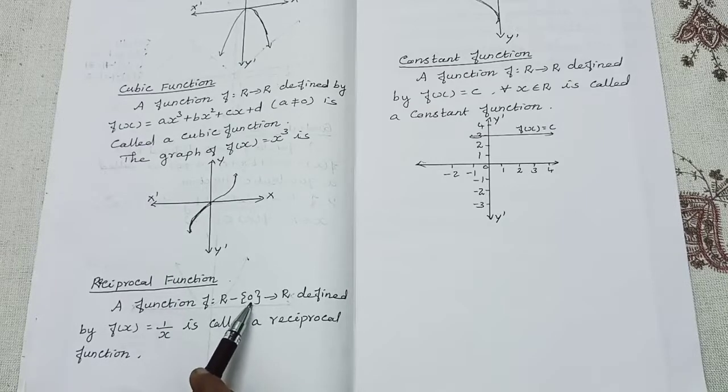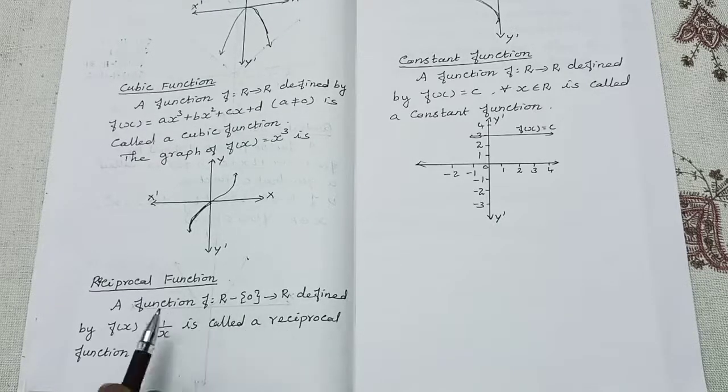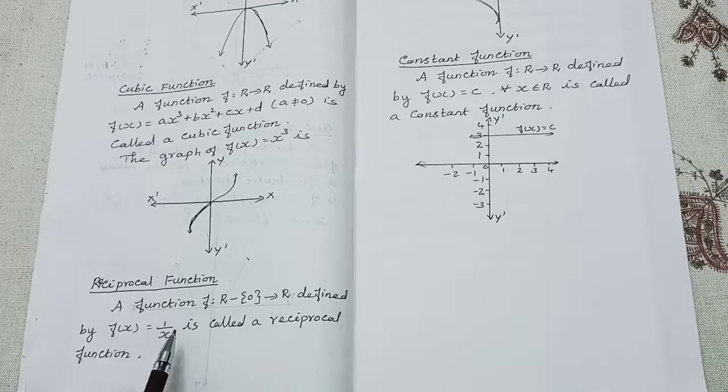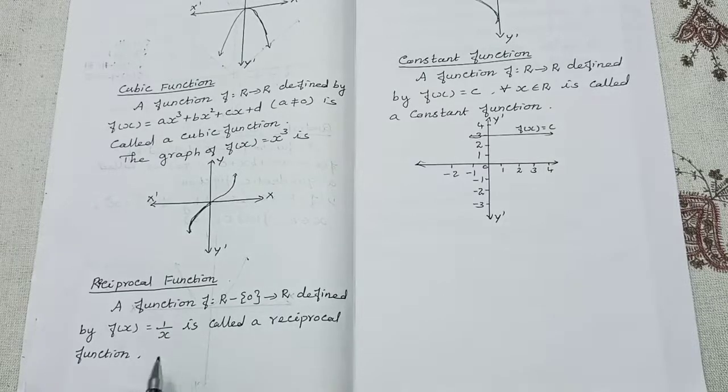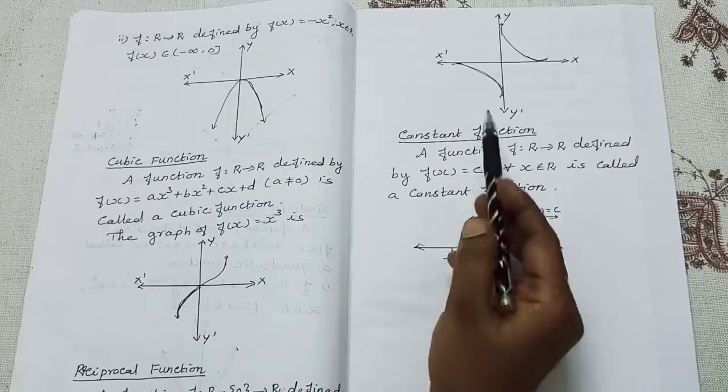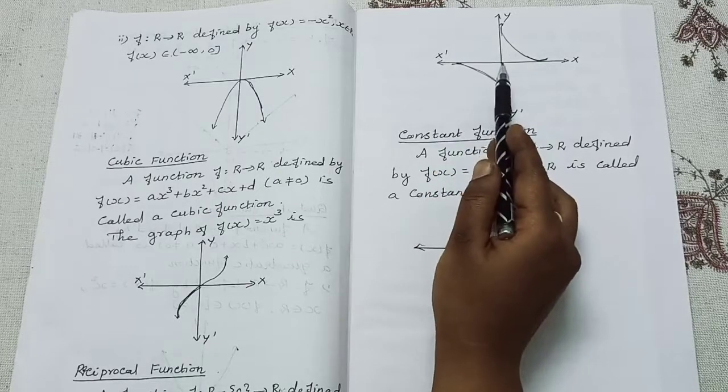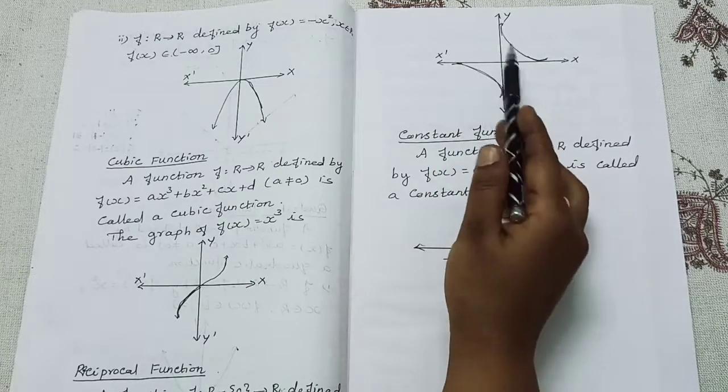Then the domain is R minus 0. Except this 0, the remaining points will come here. Suppose here x equal to 0, then y is 1 by 0. 1 by 0 is undefined, that is infinity, so we cannot mark it in the graph. So except for that, the remaining numbers, if you substitute, then we will get the reciprocal graph. Okay, the reciprocal graph will come like this, and except this, the remaining points will come.